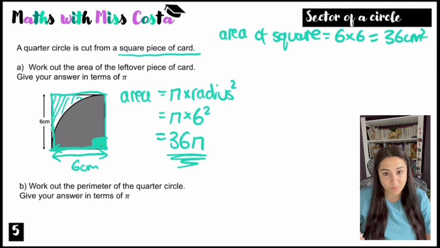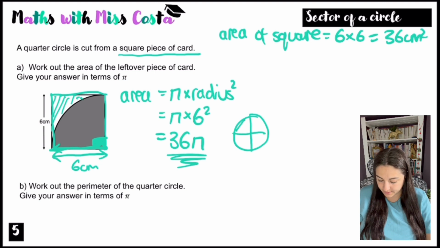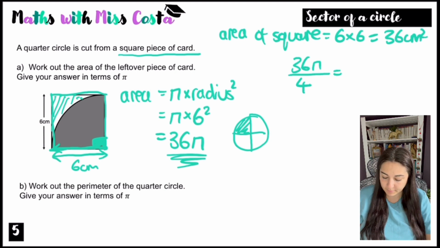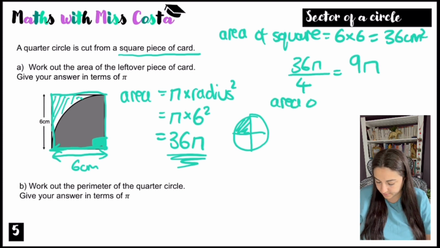However, it is a quarter of a circle. So if it was a full circle, the area would be 36 pi, but it's a quarter of a circle. So I'm going to only want a quarter of it, so I can divide 36 by 4. So 36 pi over 4 would leave me with 36 divided by 4, which is 9 pi. So I know the area of the sector is 9 pi.